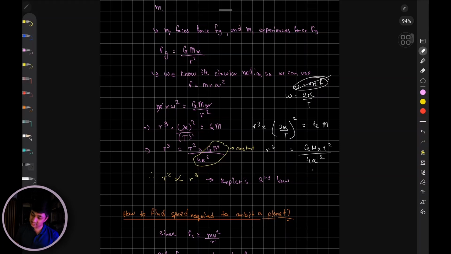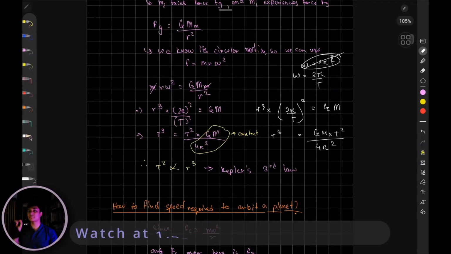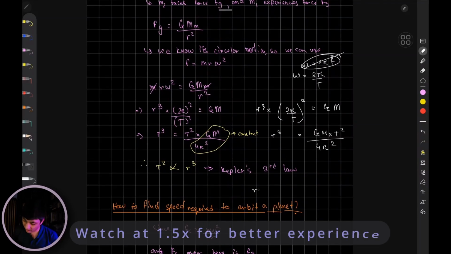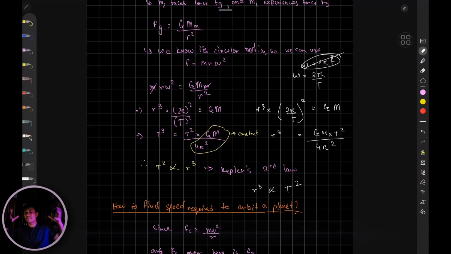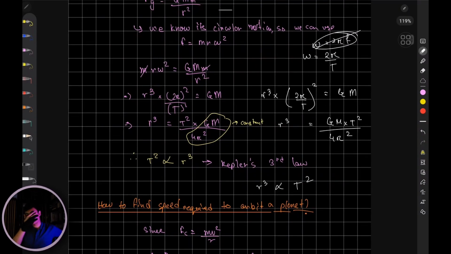Now what this gives us is an interesting proportionality. That is, r cubed is proportional to T squared. What this means is the cube of their separation is proportional to the square of their time period. So this is actually Kepler's third law, but you don't need to understand Kepler's first and second law.